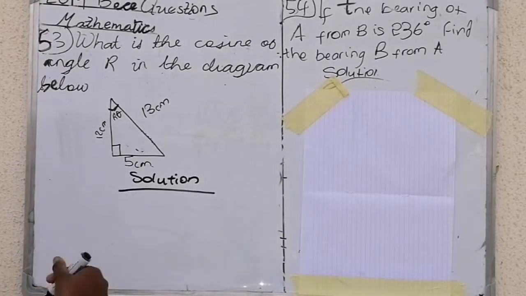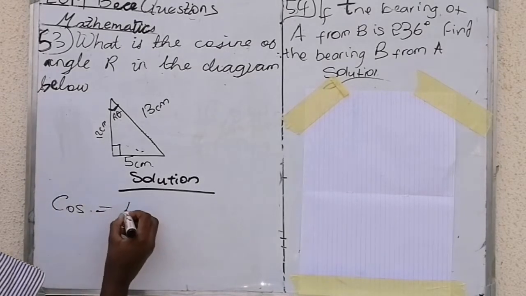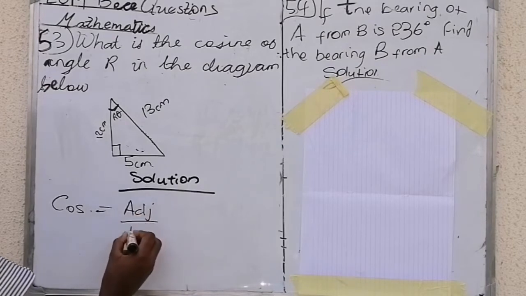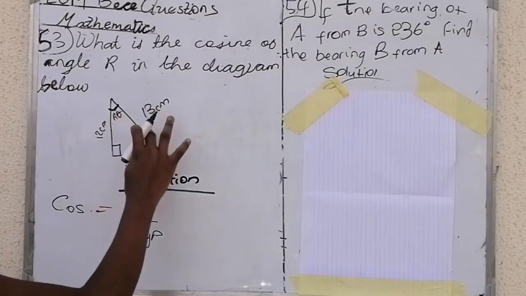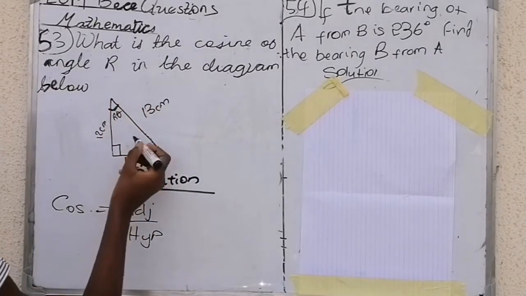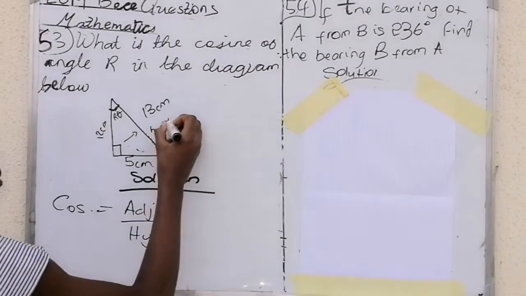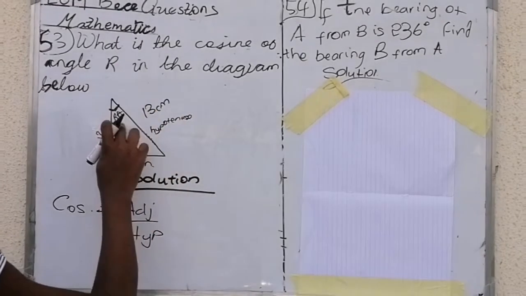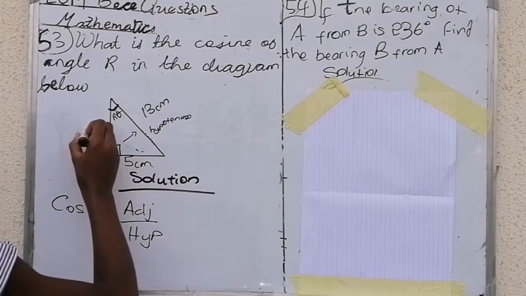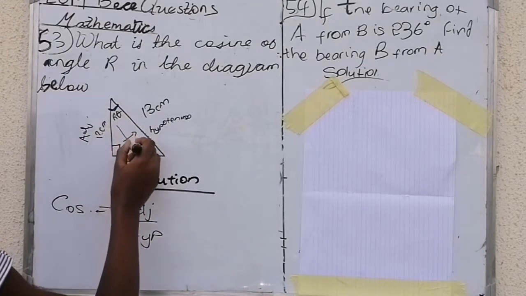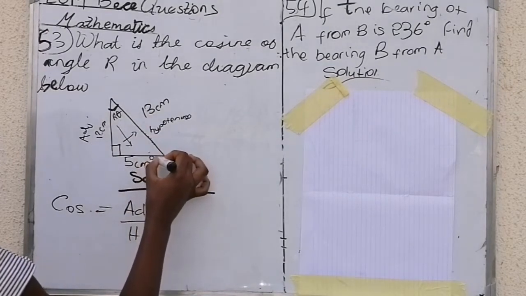Okay. So cosine equals adjacent over hypotenuse. So let's name the sides of this right angle triangle. This side is the longest side, which is the hypotenuse. This is angle theta, and it's closer to this side, which means it's the adjacent. And this part is facing angle theta, meaning it's the opposite.